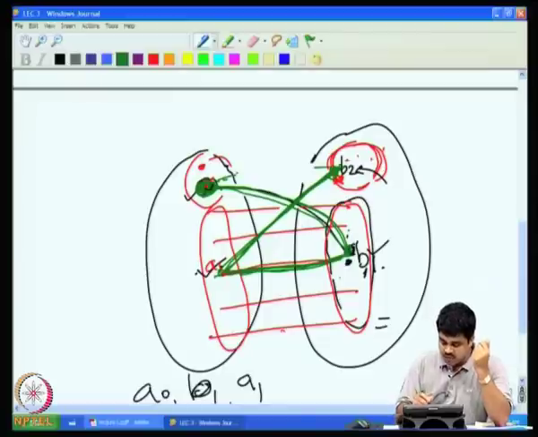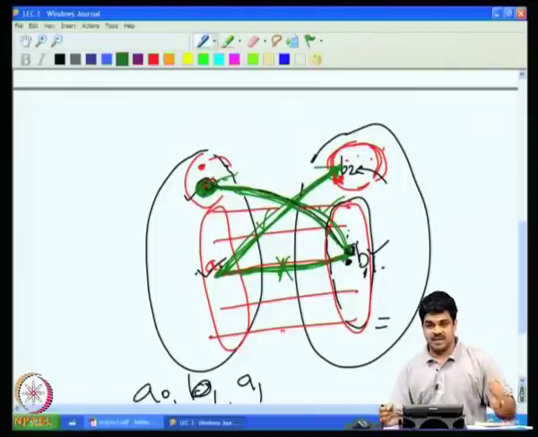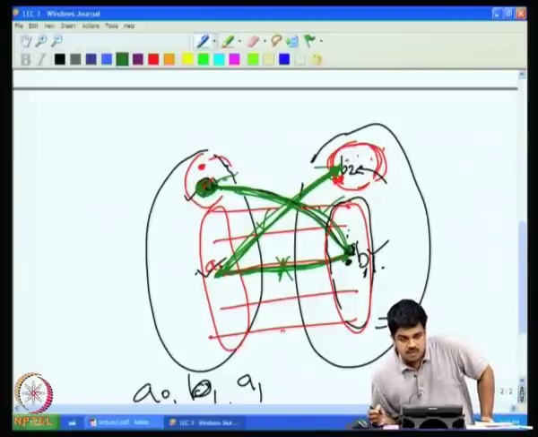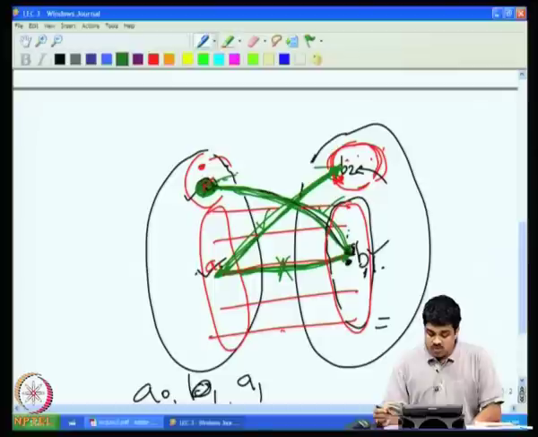Why? Because we could have replaced this matching edge by these two other edges in the augmenting path. We could have replaced this thing instead. So then these two new vertices will also get matched, and we will get a bigger matching using this augmenting path. Therefore, it is not possible to have B2 outside.